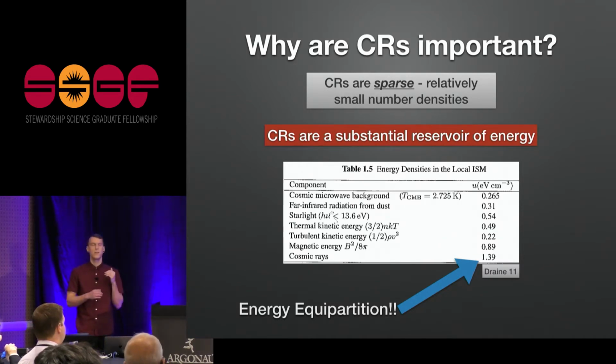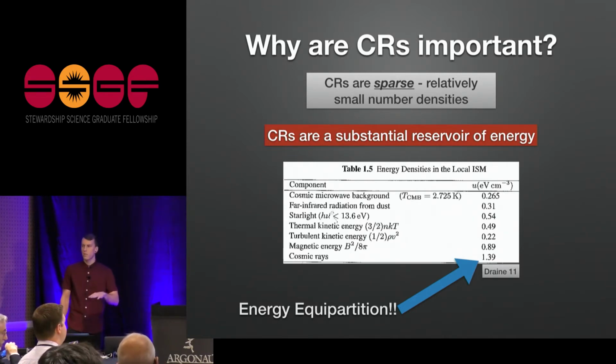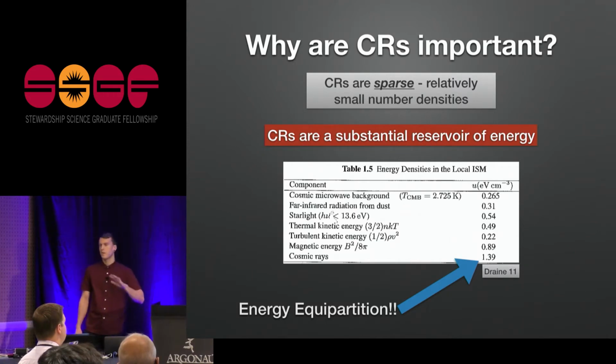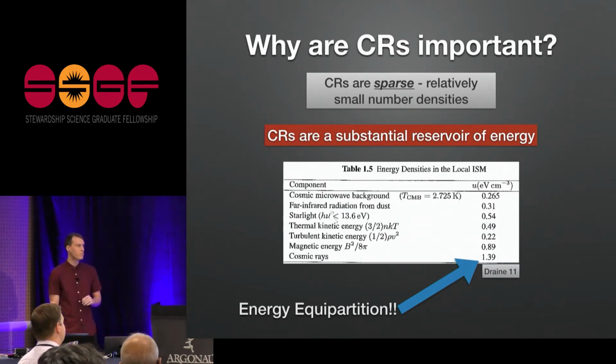If you take the components of the interstellar medium and break it into sensible categories, you can look at how much energy is stored in each component. You can say the cosmic microwave background, starlight, turbulent and kinetic motions of interstellar gas, and then finally the cosmic rays. You can see that all these components have roughly the same amount of energy stored in them, about an electron volt per cubic centimeter. So despite their small number densities, you might expect cosmic rays to be able to have a large effect on their surroundings.